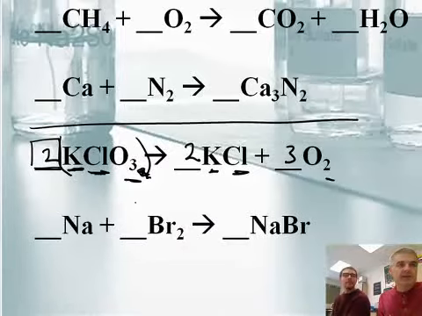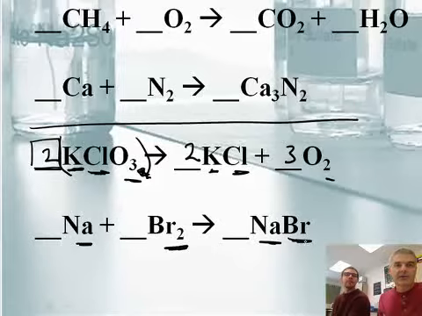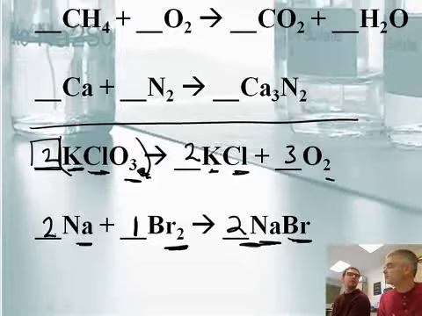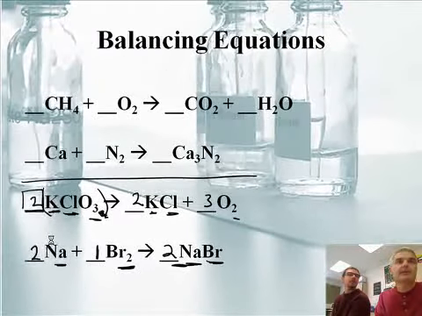All right, how about this? Na plus Br2. Na, 1 there, I'm happy, 1 and 1. I got 2 Br's, and I got 1 Br. Not happy, so I got to put a 2 here. So that makes 2 NaBr. That changed your Na's. By the way, when I did that, that locks the Br2 as a 1. But it changes my Na's, and I have to go back and fix it by putting a 2 there. There you go.